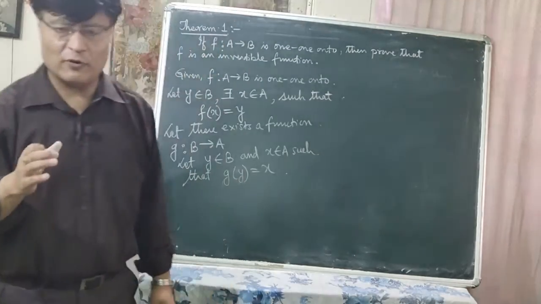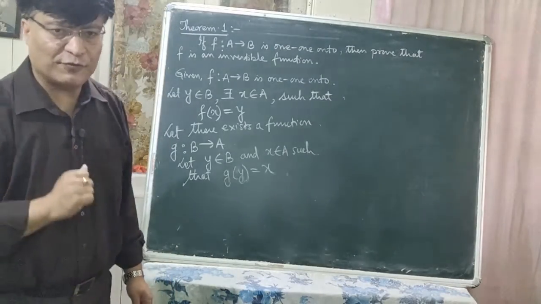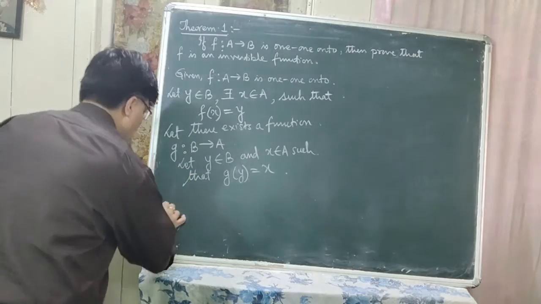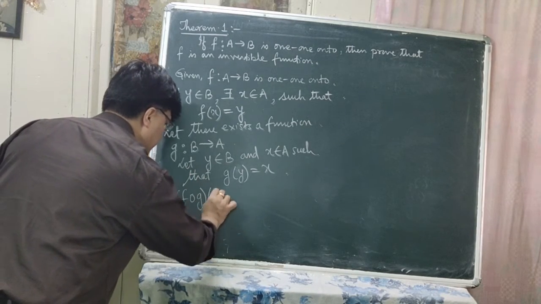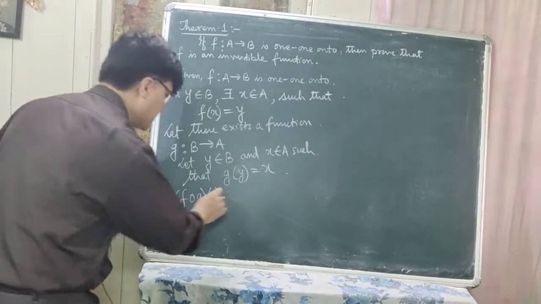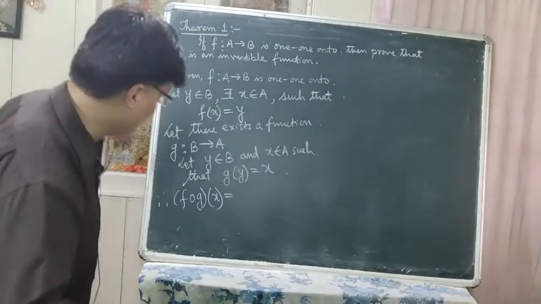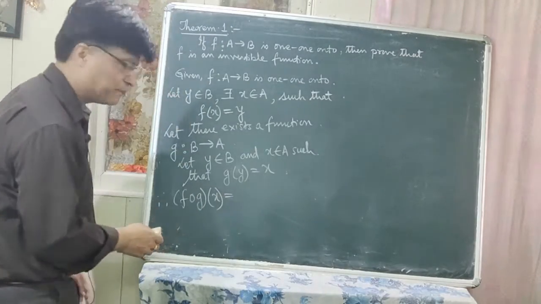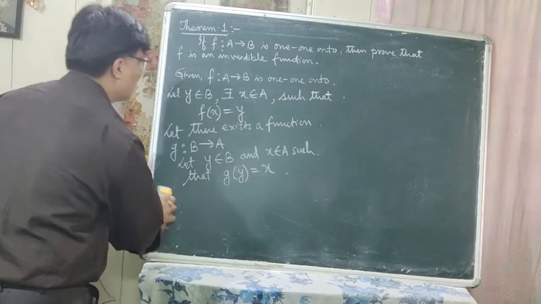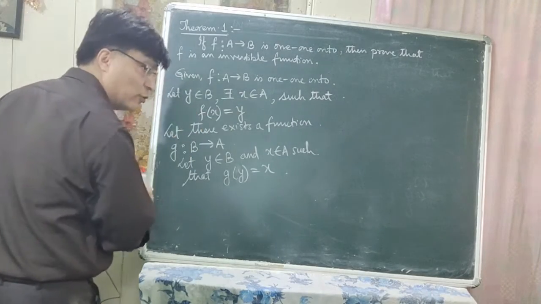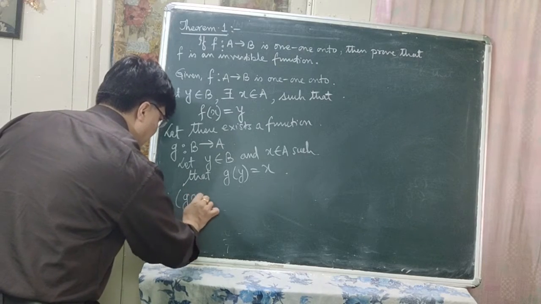That means, for f to be invertible, you have to find out fog and gof. So therefore, first you find out gof of x. Fog gives y, because g of y is there, right? And gof gives x, because you know f of x is equal to y. So let us write here gof of x.